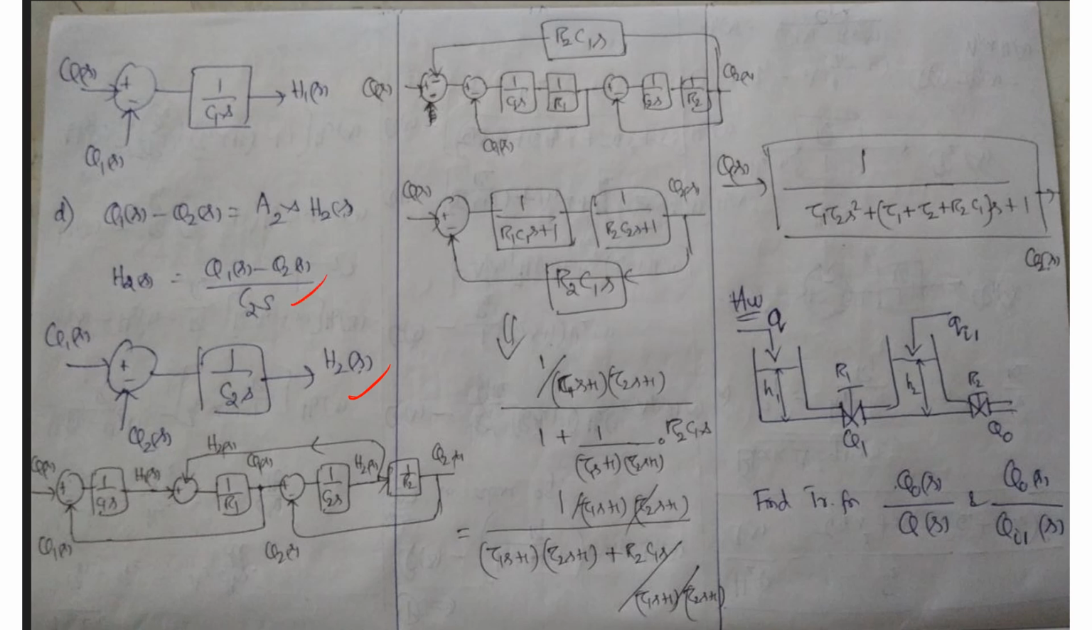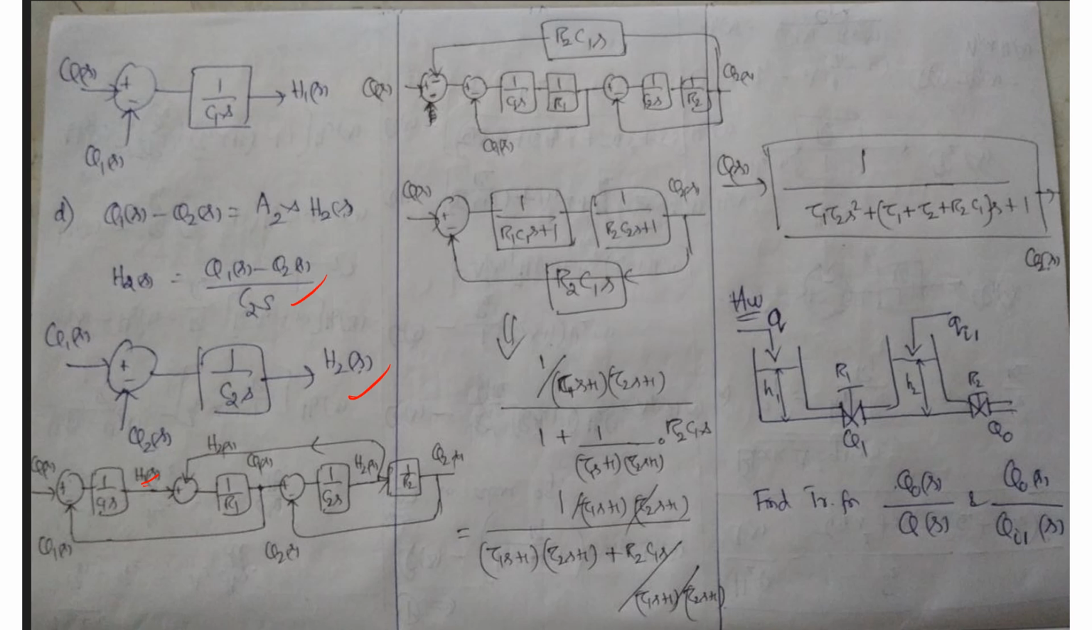Now we are going to combine. So first we need H1 of S. H1 of S means (Qi minus Q1) divided by C1 of S. So this is H1 of S. Similarly, we'll take this tank. So in the second tank, it is Q1 minus Q2 divided by C2. So that is given. That is H2.